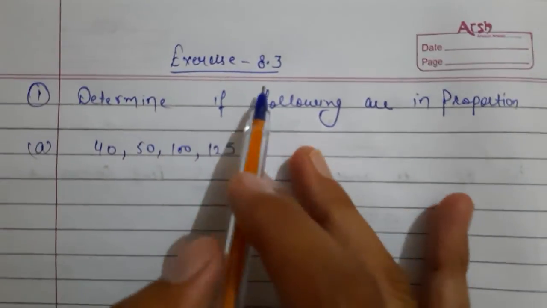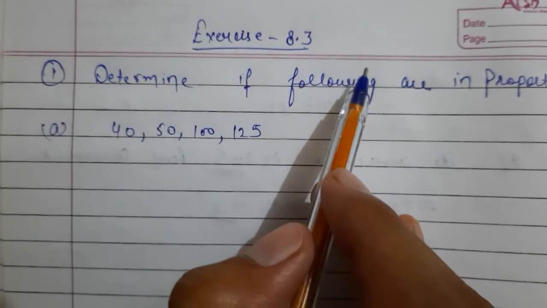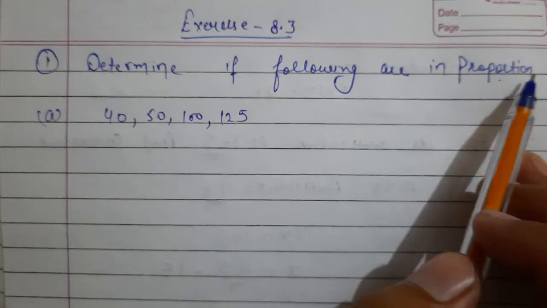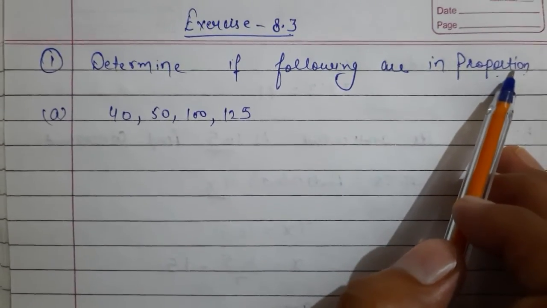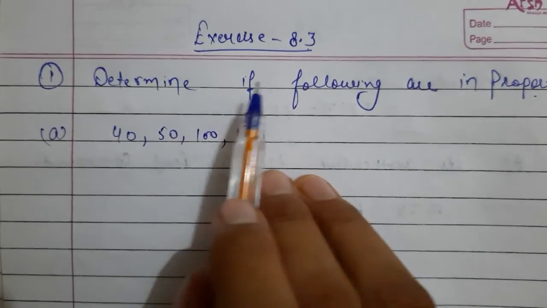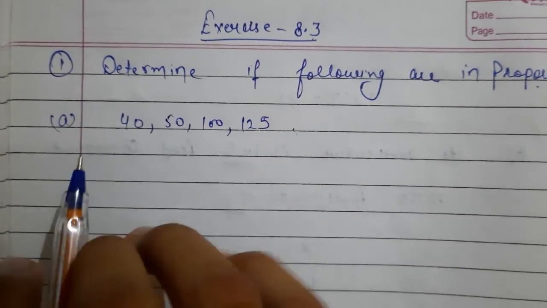Hello students, today we are going to start exercise 8.3. 8.2 we will not do, that is not in syllabus. Next we will do 8.3 based on proportion. First of all we have done ratio, now it is proportion. They said to determine if the following are in proportion. We have to check whether these are in proportion or not.